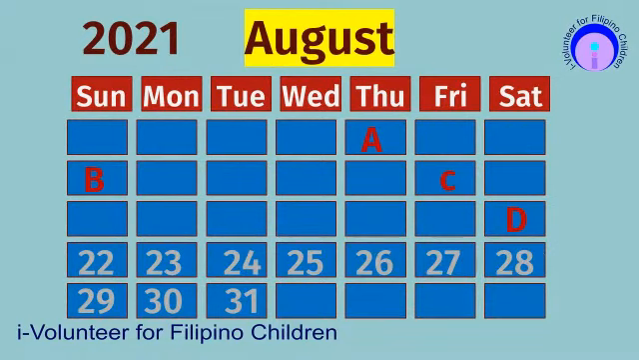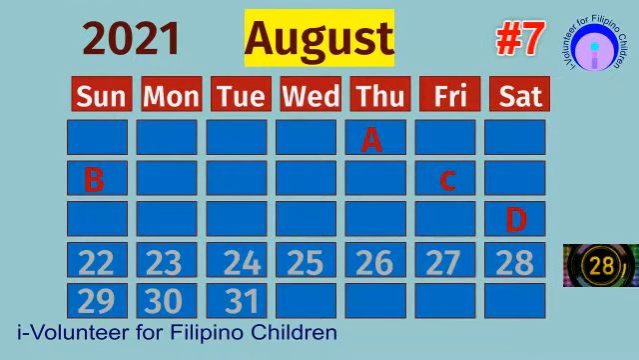The 8th month is August. We find the specific date of the month indicated by A, B, C, and D.